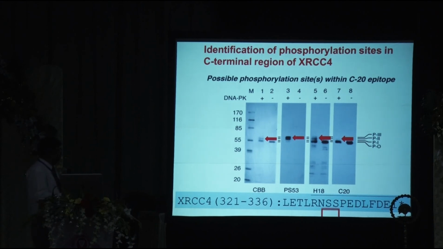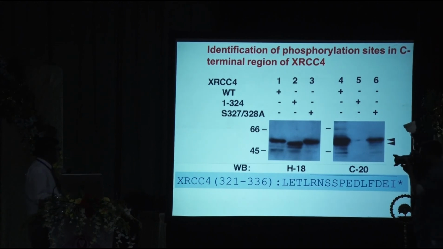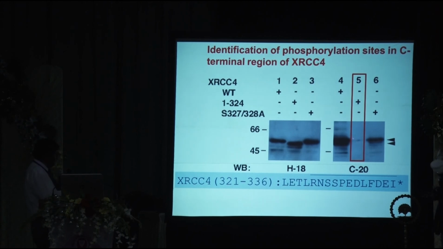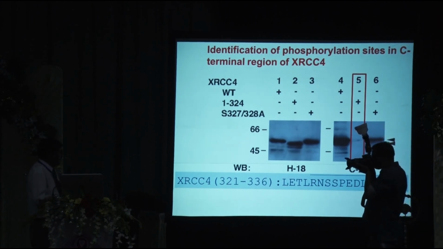Okay. So in the next part, we have synthesized three kinds of peptides. One is wild type, that is normal. Another one is from 1 to 324 amino acids of XRCC4. And in another lane, we have used the S327, 328 double mutant peptide. When we used both antibodies, in the case of the S327, 328 mutant, we could not see phosphoryl signals here. So it means that these two serines may be potential targets of DNA-PK in XRCC4 protein.